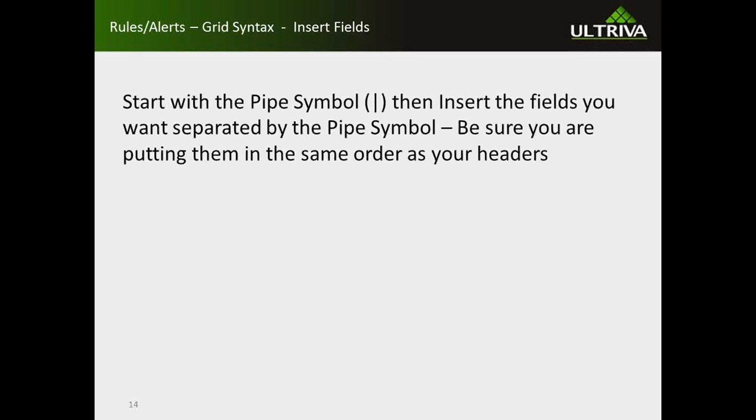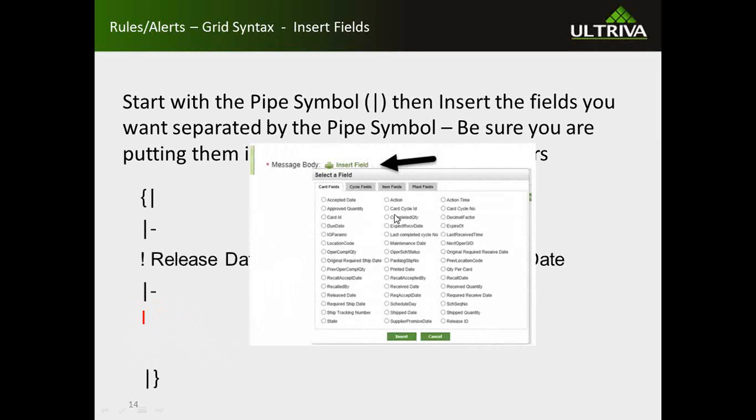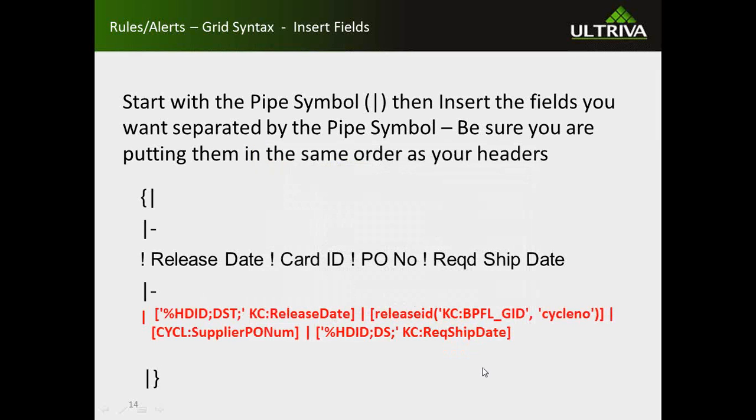Next, we would insert the fields that we want to insert. And when we insert the fields, we want to start with the pipe symbol and then insert whatever we want separated by pipe symbols. You want to be sure when you're doing this that we're putting them in the same order as our headers. So we start with our pipe symbol here down below that. And then we insert our field, and then we do another pipe symbol, insert our next field, and then it ends up looking like this.